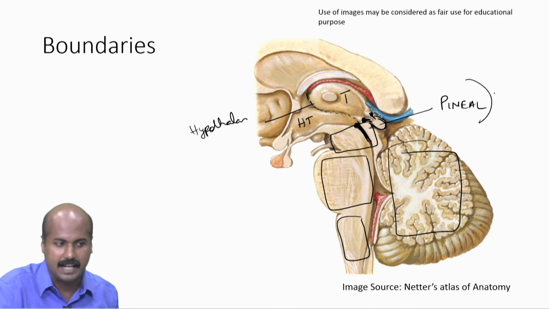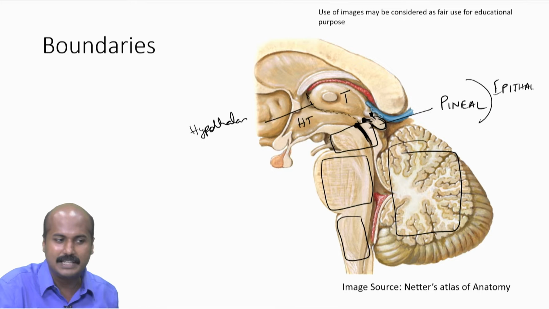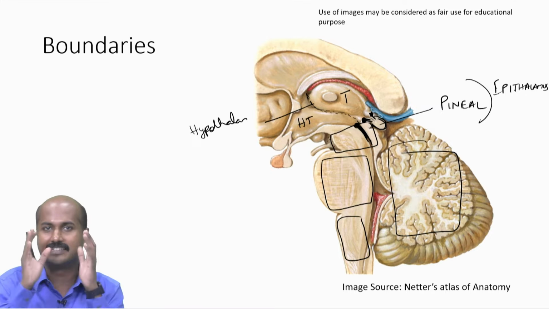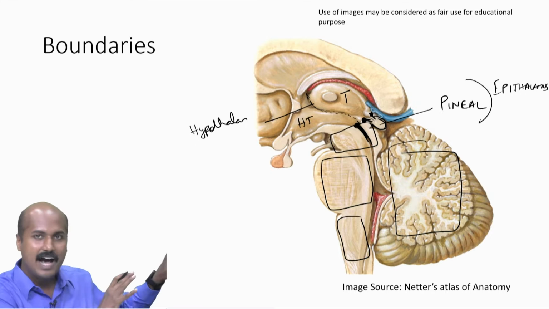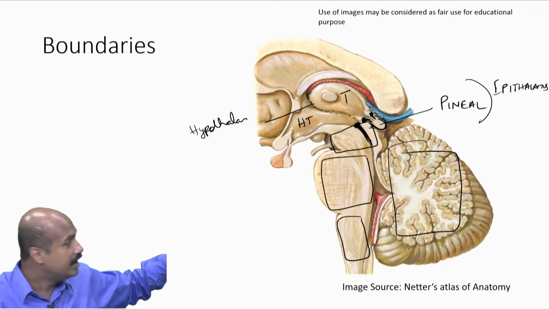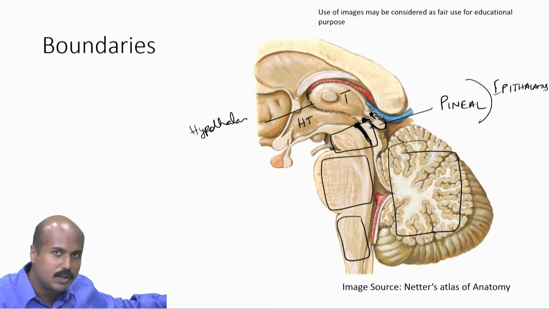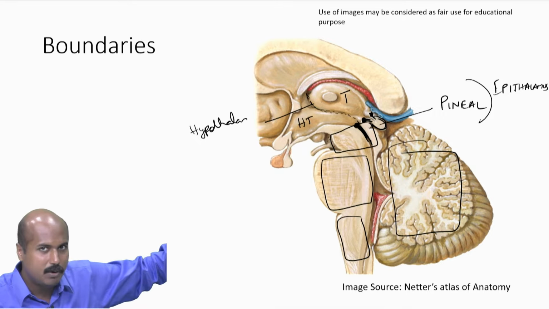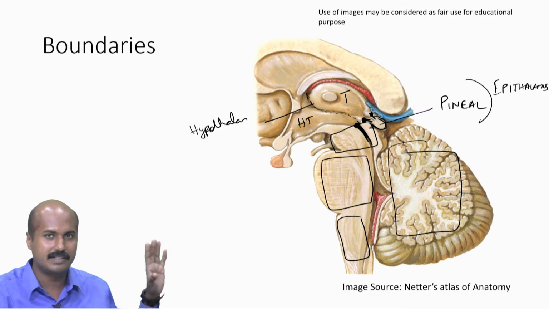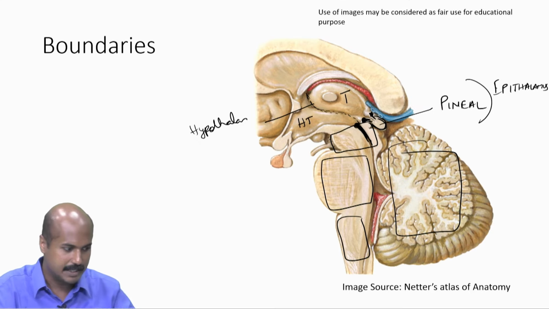I told you earlier that anything with the name thalamus is part of the diencephalon, and the diencephalon contains the third ventricular cavity. So, you can see how the third ventricular cavity, what you see here, is related to the hypothalamus below, the thalamus above, and posteriorly the epithalamic structures. All these things are very clear in this image.